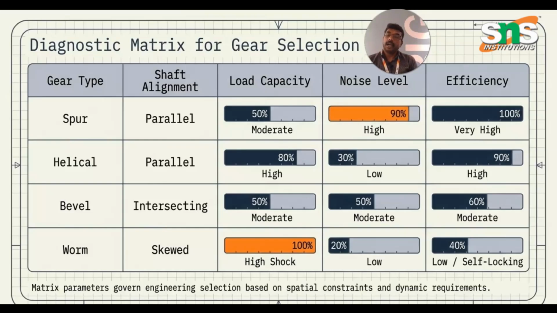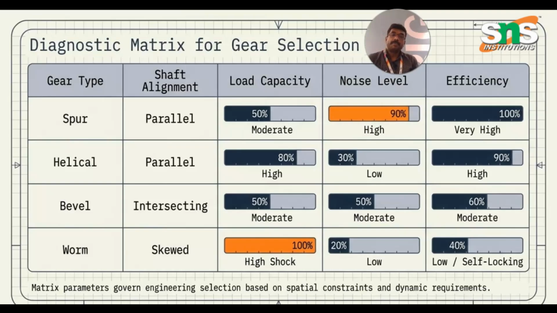So we have very different gear type systems. It can be a spur gear, helical gear, bevel gear, or the worm gear. And if you see the shaft alignment, the spur and helical are examples of the parallel gear systems. Bevel is intersecting and worm is the skewed type. For the load capacity, that is the capacity to support the load while transmitting the power, the helical gear has high load capacity, and the worm gear has the highest at 100%, followed by the spur and bevel, which have moderate load capacity.